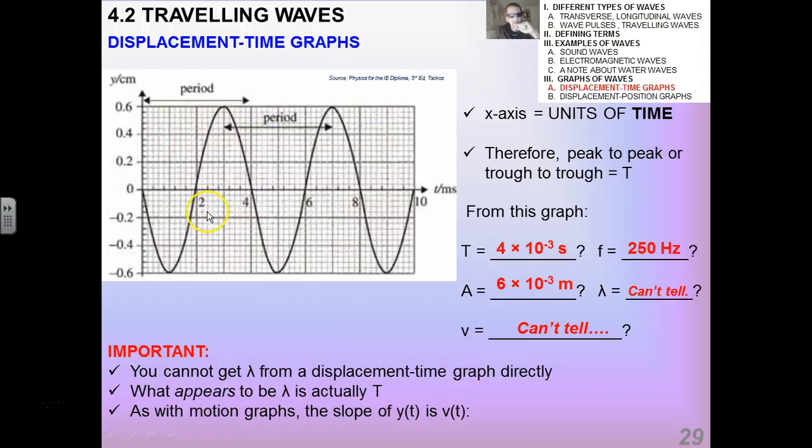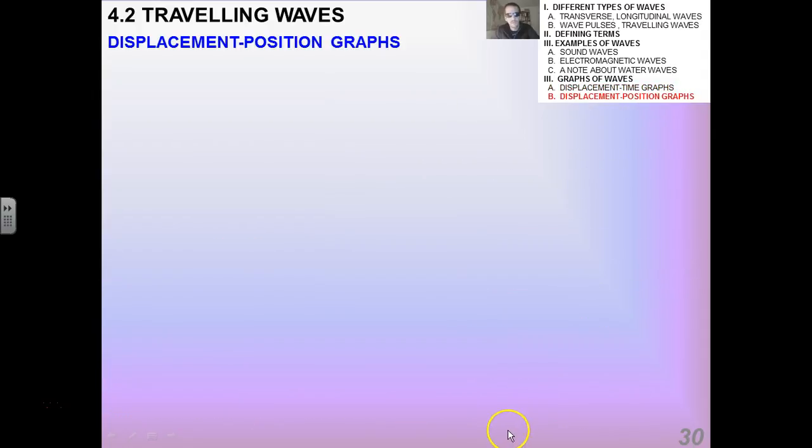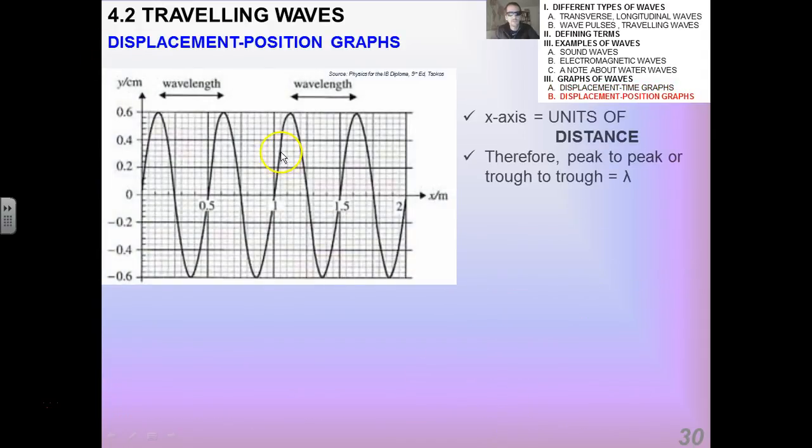Okay, so that's really important. The slope of y of t in this case is v of t. In other words, y prime is v of t, d by dt of y of t. So, displacement position graphs.